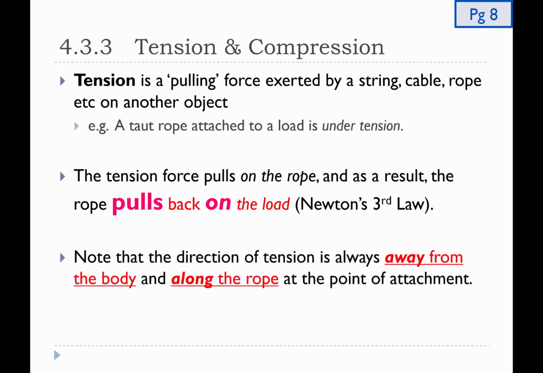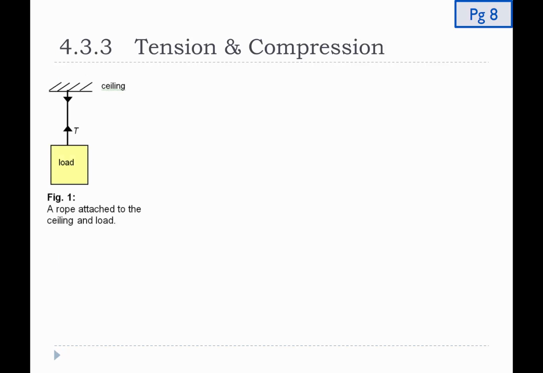Do take note, the key word here is pulling, because that helps to explain the direction of the tension. Essentially, tension is always directed away from the body and along the rope at the point of attachment. Let us look at some diagrams to explain this in detail. You see that I have a load that is hanging from the ceiling via a rope.